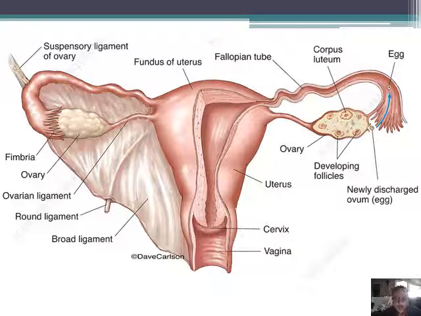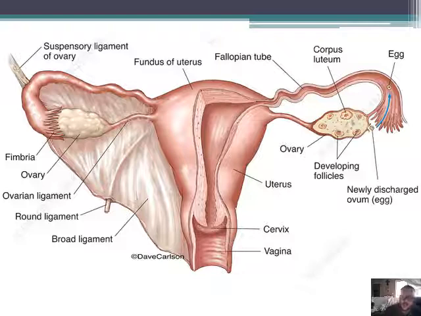Then we have the uterus. The uterus is where the child develops inside. On the right and left hand side, you see those white things, those are your ovaries. On the left hand side, you can see the fimbriae connected to the infundibulum. That whole thing itself is the fallopian tube, and that is actually where fertilization takes place. You can see on the right hand side in the ovary, it has developing follicles, and it says a newly discharged ovum or egg. It moves directly in through the fimbriae into the infundibulum, and that is where it sits.